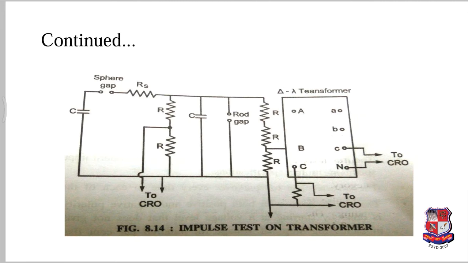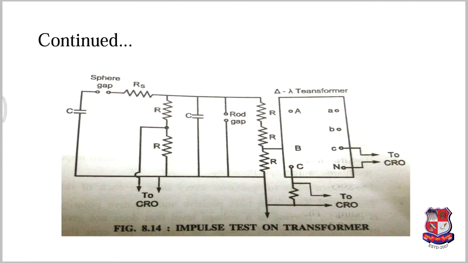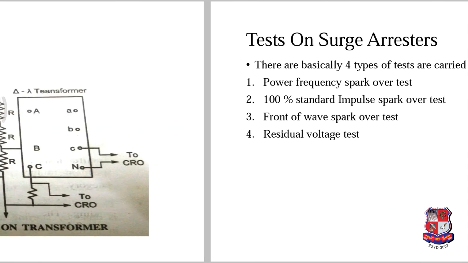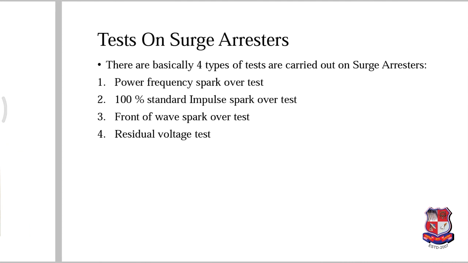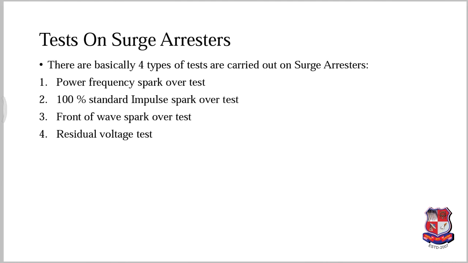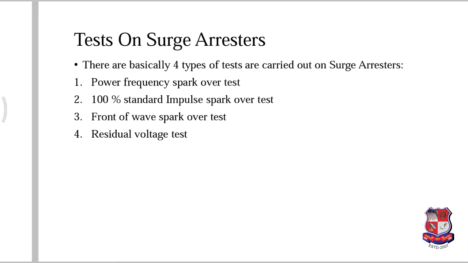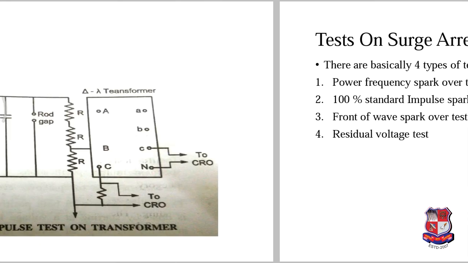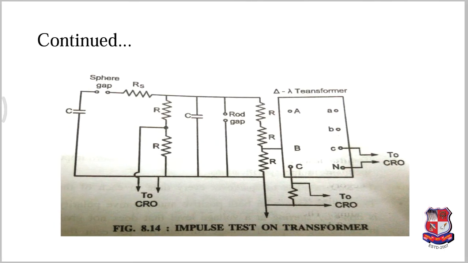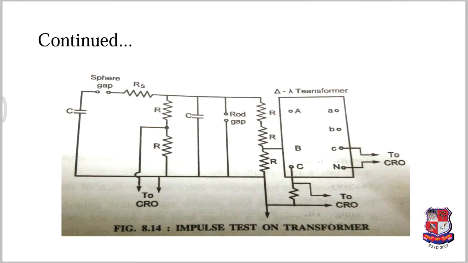There are 4 tests carried out on the cable as shown in the figure: power factor, power frequency, impulse, and partial discharge. The test setup is the same, but in place of the bushing and insulator we can put the cable. For the power factor test, use the Schering bridge. This is the power frequency test. This is the impulse voltage withstand test. This is the partial discharge test.